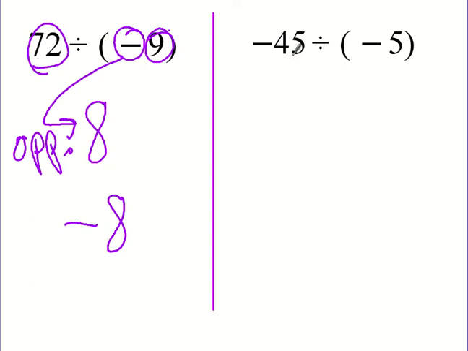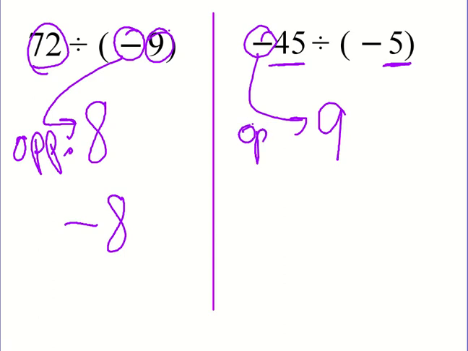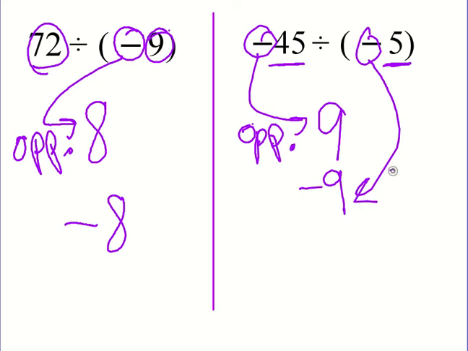Same here, we do 45 divided by 5, get 9. One negative, take the opposite. So -9. But then we have another negative, take the opposite. So +9. And that's why when they're the same sign, it is positive, just like when we did multiplying.